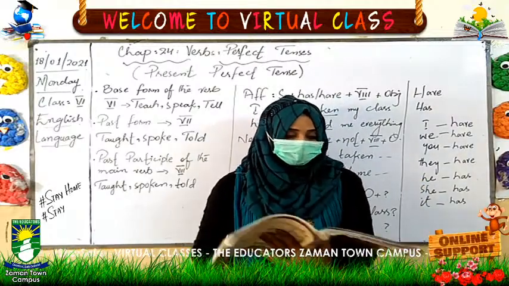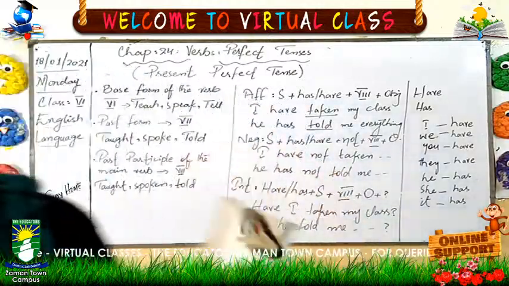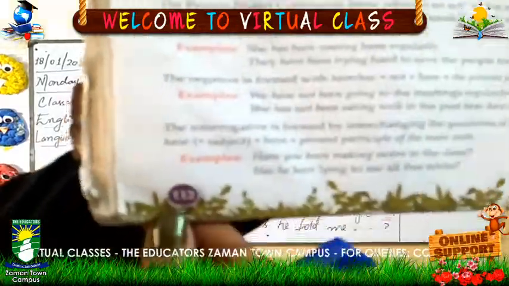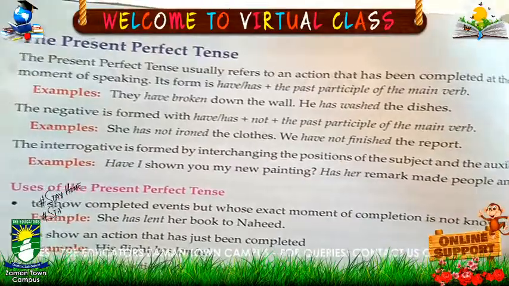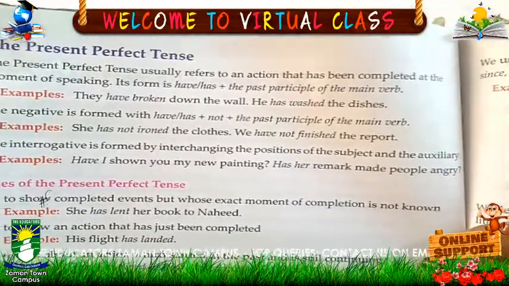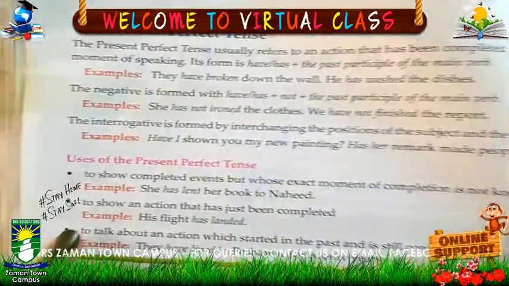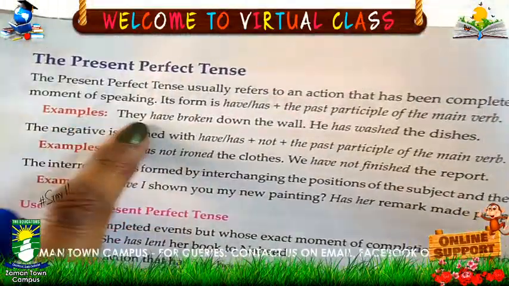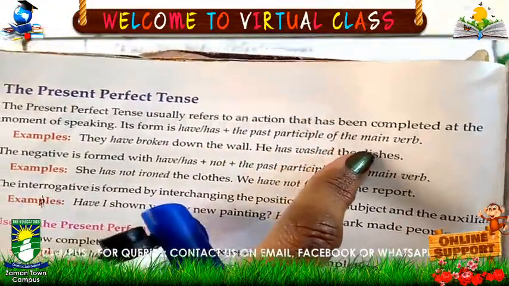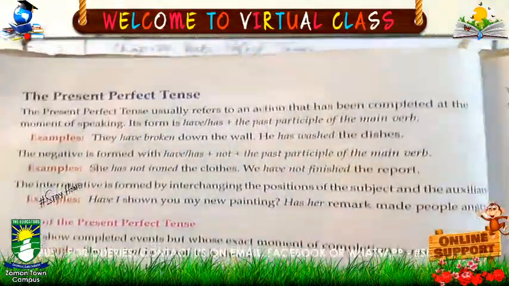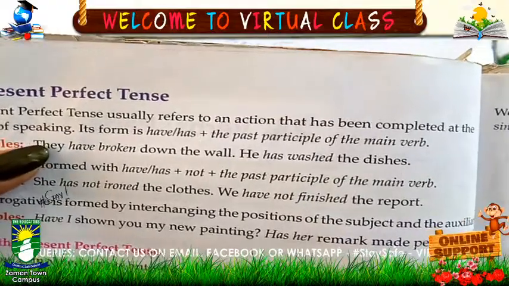On page number 112. Page number 112. Come up. This is your present perfect tense. The present perfect tense usually refers to an action that has been completed at the moment of speaking. Its form is have, has plus the past participle of the main verb, as we were discussing about the third forms of the verbs.